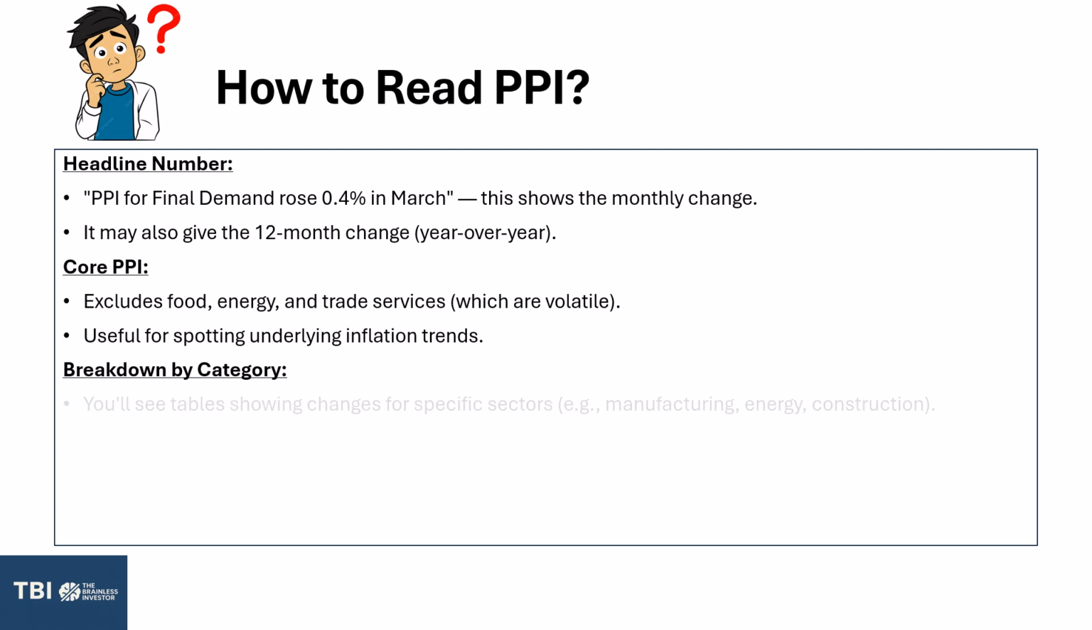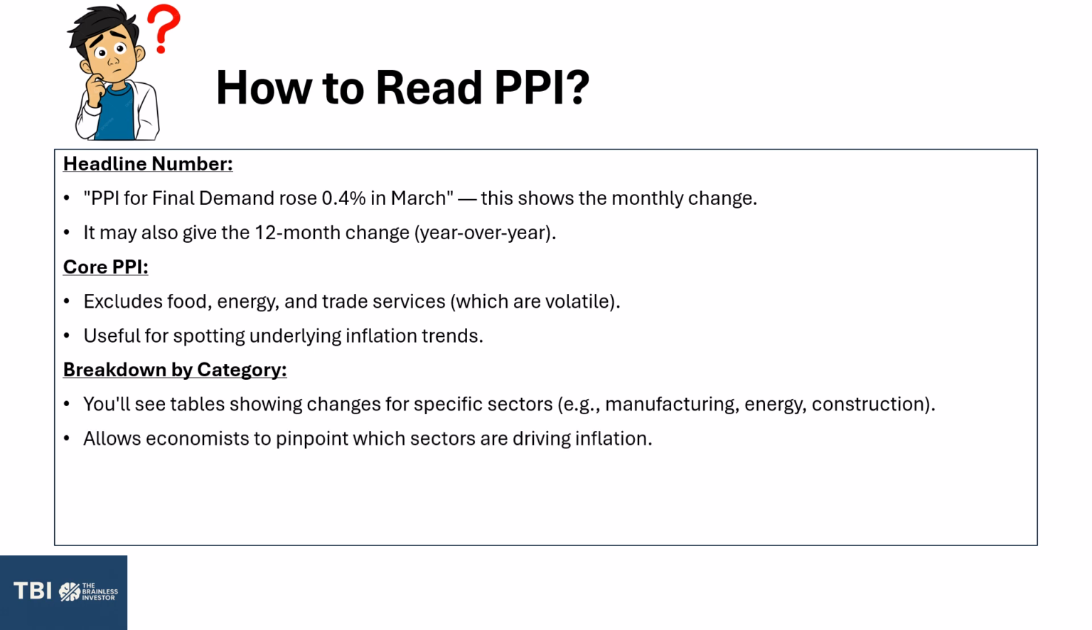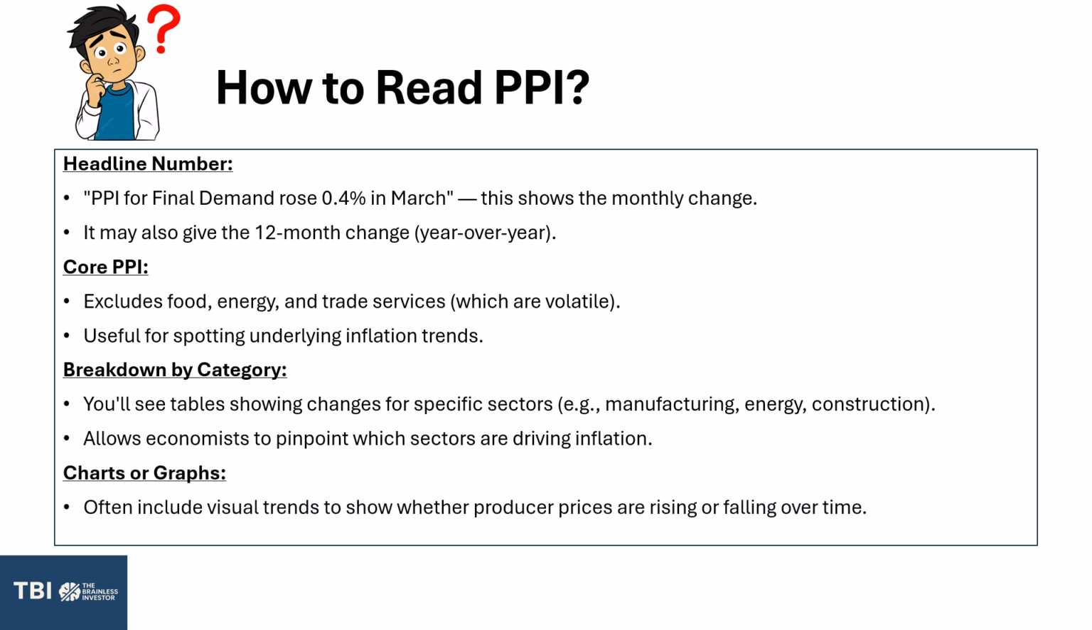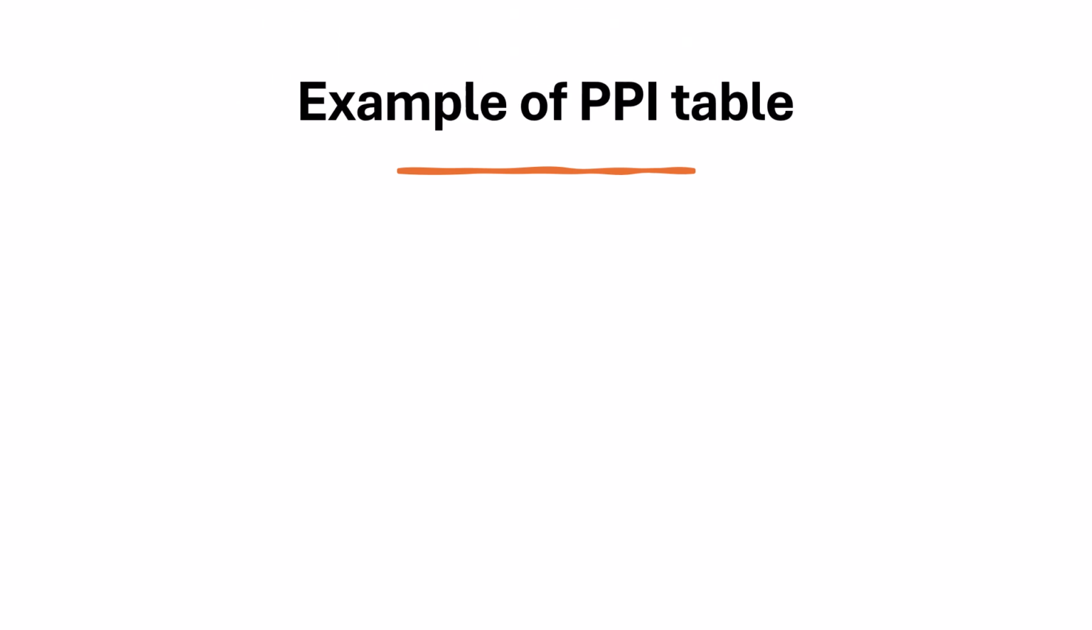In the breakdown by category, you'll see tables showing changes for specific sectors such as manufacturing, energy, and construction. It allows economists to pinpoint which sectors are driving inflation. Charts and graphs often include visual trends to show whether producer prices are rising or falling over time. Below shows a simplified version of a PPI table.